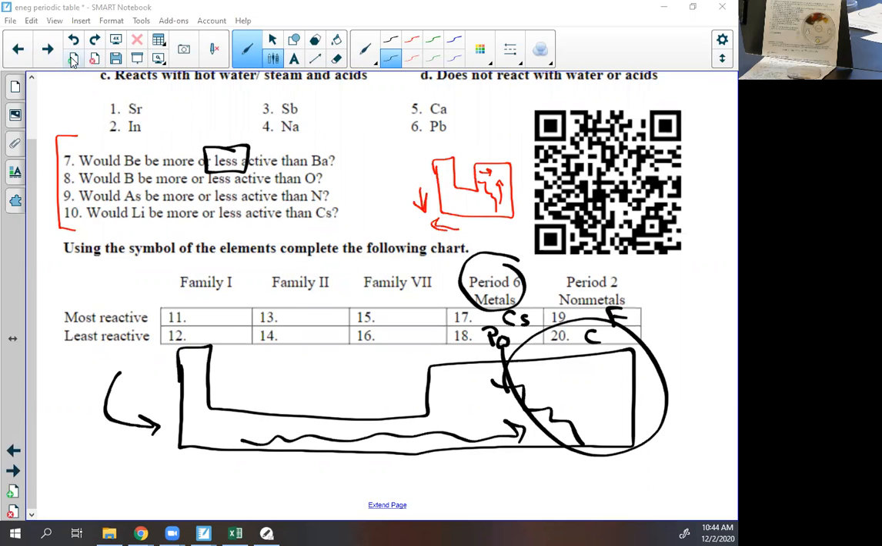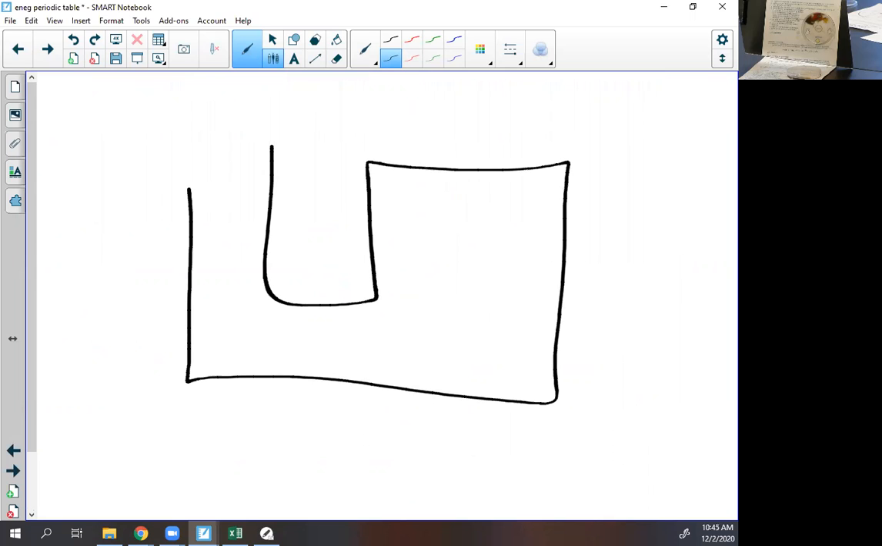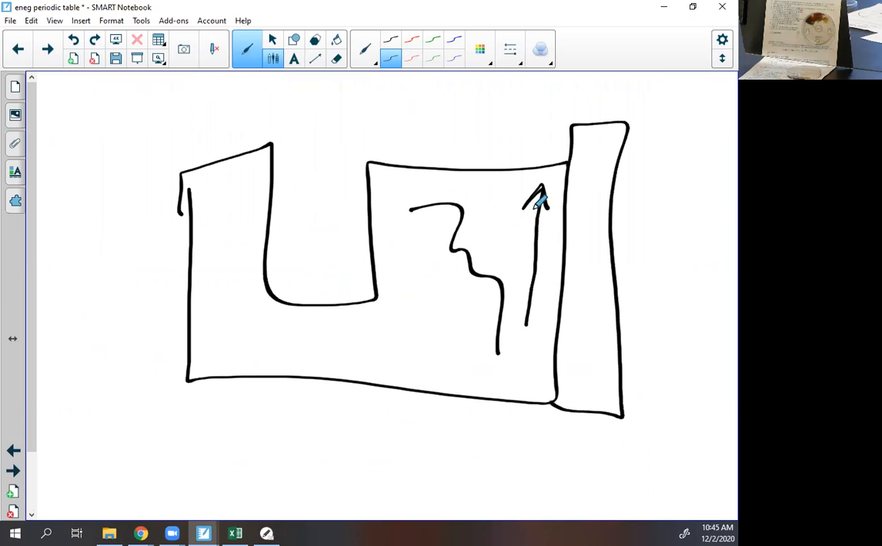All right, so just one last 30-second piece here. Over here, we did our data to prove that in family 7, fluorine is most reactive, iodine least reactive, so our arrow would point up.